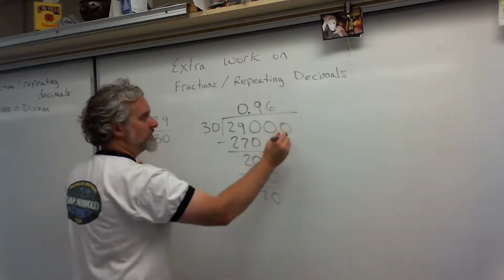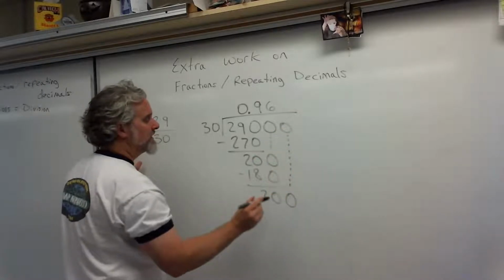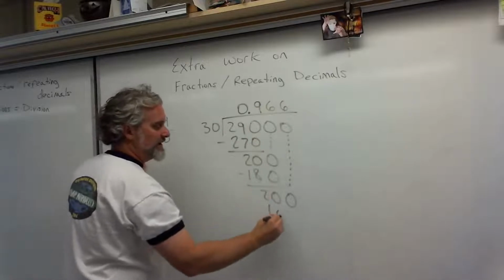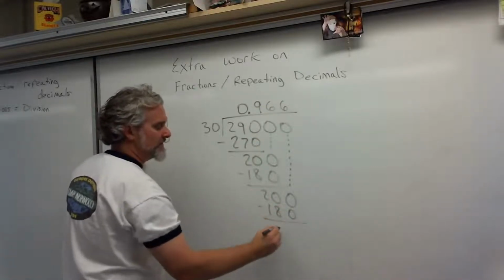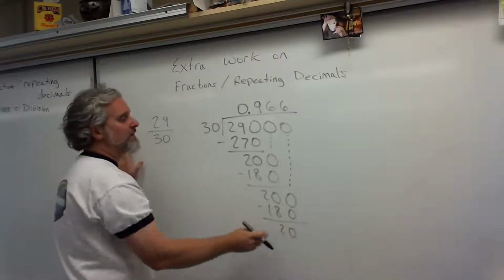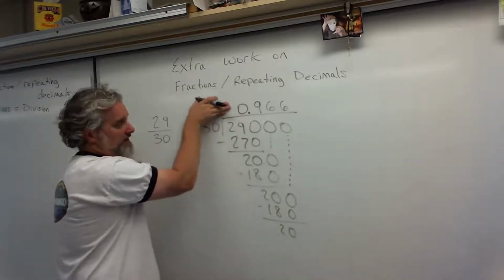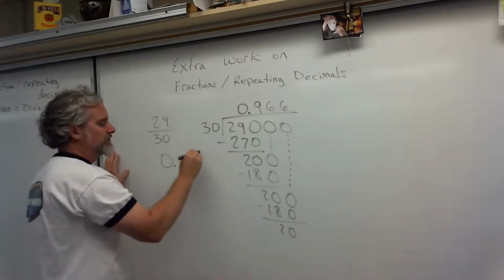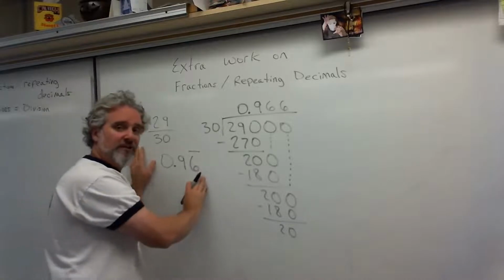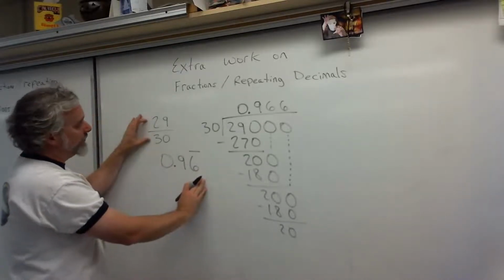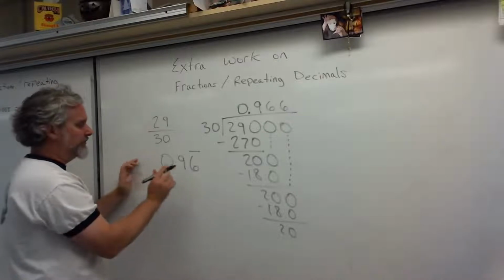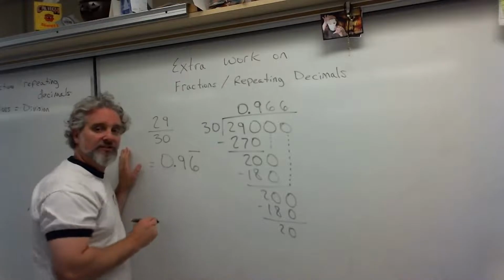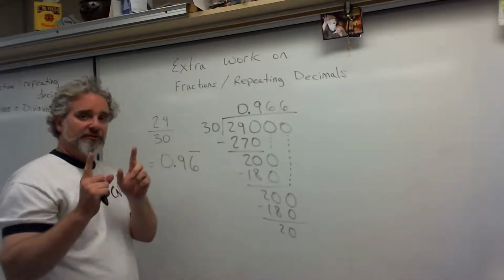Add a 0, bring it down. 30 goes into 200 6 times. And now I'm finding a pattern: I'm going to keep getting 20 at the end. So my pattern and my decimal is going to be 0.96 with the repeating bar on top of the 6. So 29 over 30 is equal to 0.96 with the repeating 6. So that's step 1 for tonight's homework.